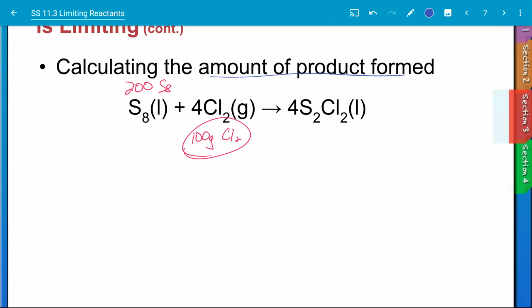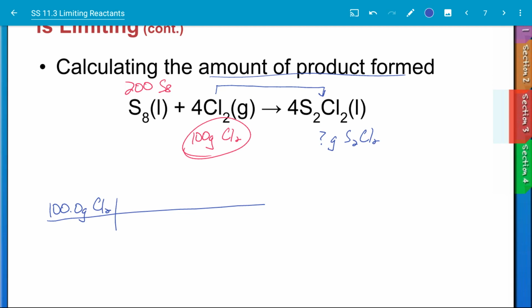So I'm going to start with my 100 grams of chlorine gas, and I'm going to turn it into moles, because for every 4 moles of chlorine gas, I produce 4 moles of disulfur dichloride. And then I want to figure out how many grams of disulfur dichloride form. So I'm going to go from grams of chlorine to moles of chlorine into moles of disulfur dichloride into grams of disulfur dichloride. So I'm going to start with my 100.0 grams of chlorine gas.